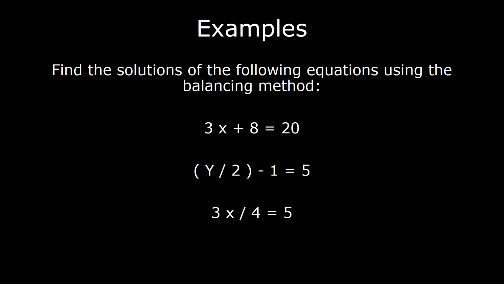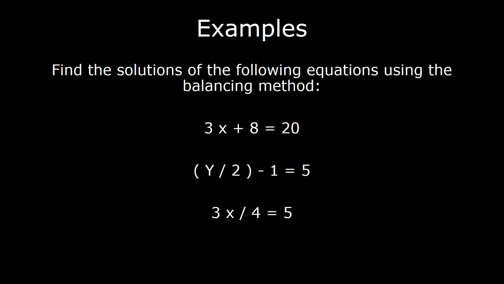Example 2. y upon 2 minus 1 equals to 5. So again, we've got y upon 2 minus 1. A lot of unnecessary stuff on the same side as the variable. We want to cut down on all of that. So let's first add 1 to both sides of the equation so that we can get rid of the minus 1, because minus 1 plus 1 would cancel out. So we would add 1 to both sides of the equation.